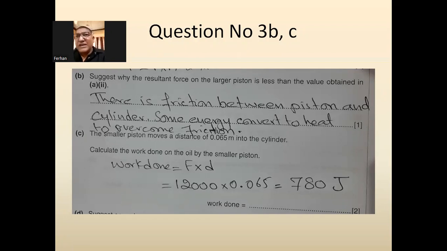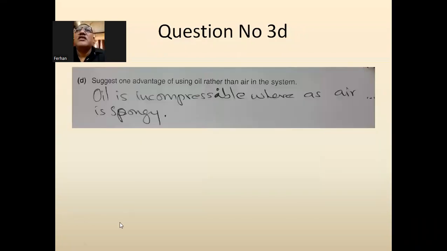You just multiply, then you get the answer. So the answer will be 780 joules. Okay. He says, suggest one advantage of using oil rather than air in the system. You see, oil is incompressible. So when the oil is incompressible, it can transmit the pressure from one end to the other end.